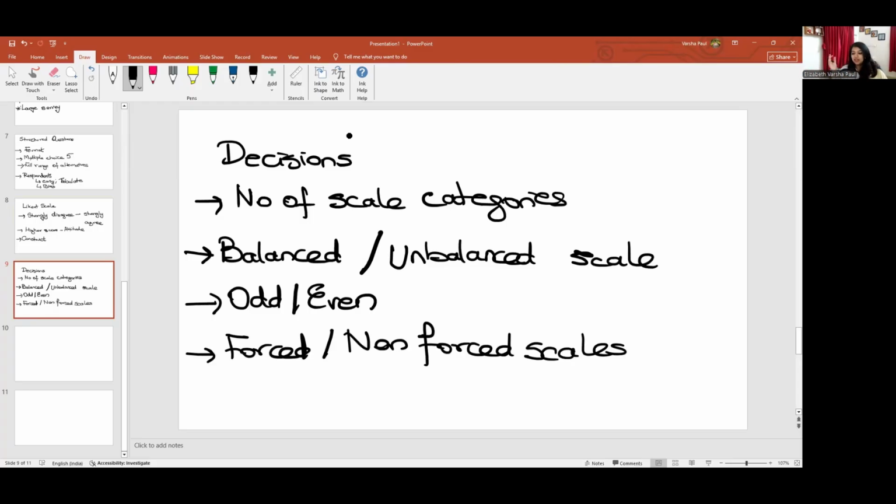Then there are forced and non-forced scales. Here, respondents are given an option known as the no option. If the respondents don't want to express or convey an answer to a particular question, they may mark the middle scale position. That's why we go for forced and non-forced scales.